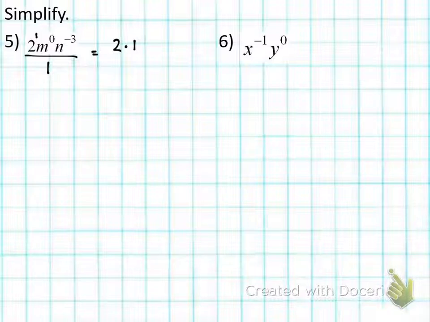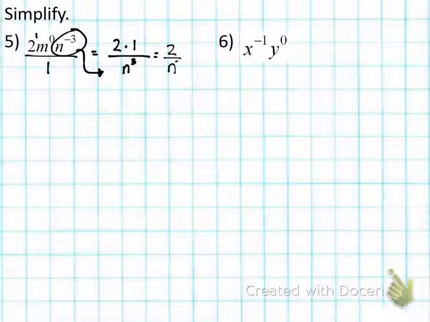n to the negative third. Do we like that negative third power? No, we don't. So we need to just take that negative third and the n and bring it to the denominator like so and make it positive. You see that? Okay. Am I done? Can we simplify any more? Yes. What's 2 times 1? 2. And then n to the third, we just leave it alone. That's your answer. Okay?